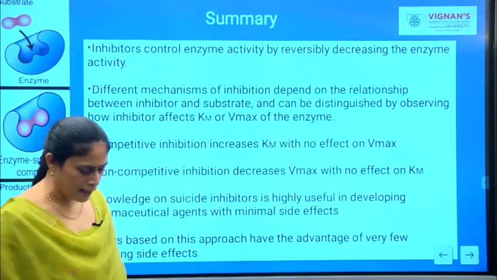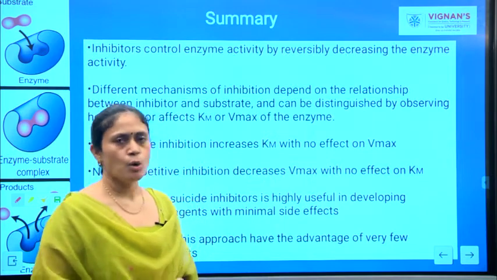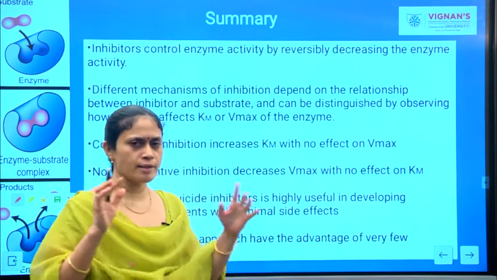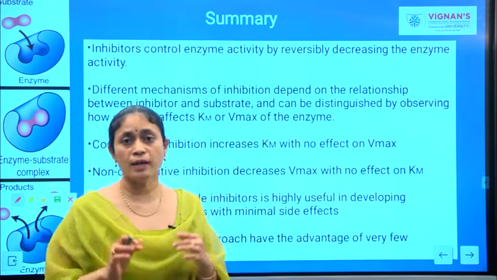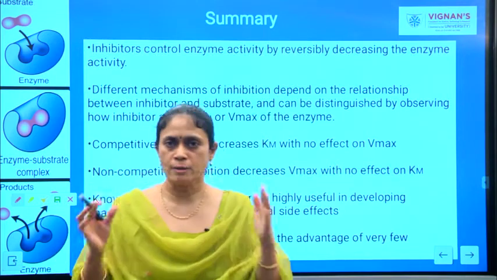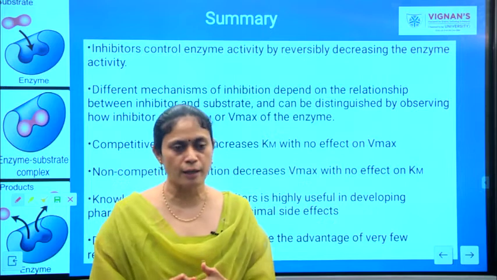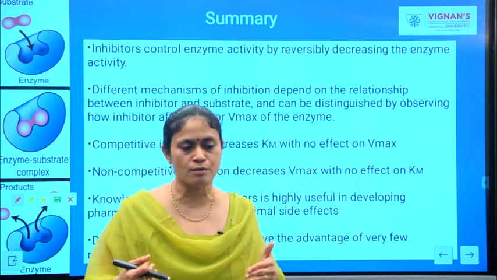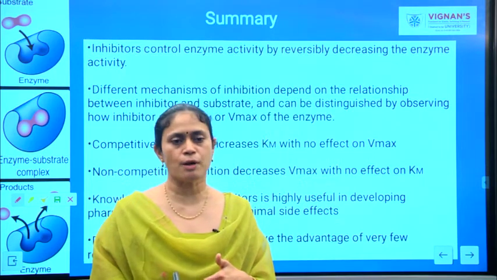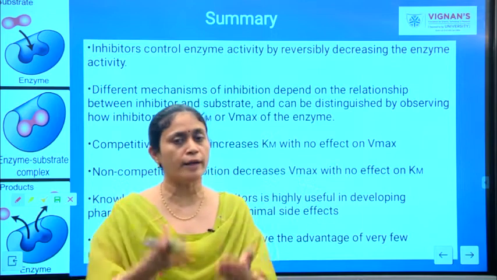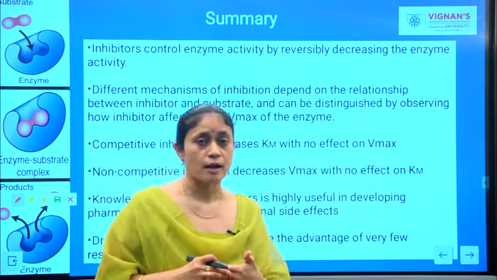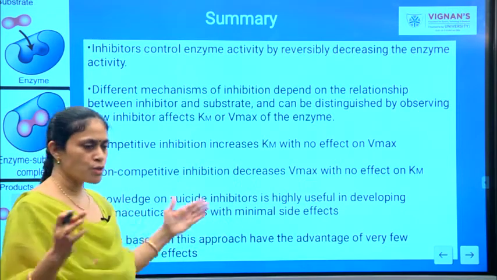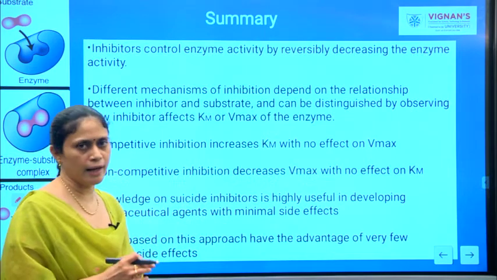Coming to the summary, until now in this session we have discussed what enzyme inhibition is, what inhibitors are, and the various types of inhibition processes. We discussed irreversible inhibition and reversible inhibition. Under irreversible inhibition, we studied the suicide inhibition process. Under reversible inhibition, we studied competitive, non-competitive and uncompetitive inhibition processes. We also studied how your Km and Vmax values change from one inhibition process to another.